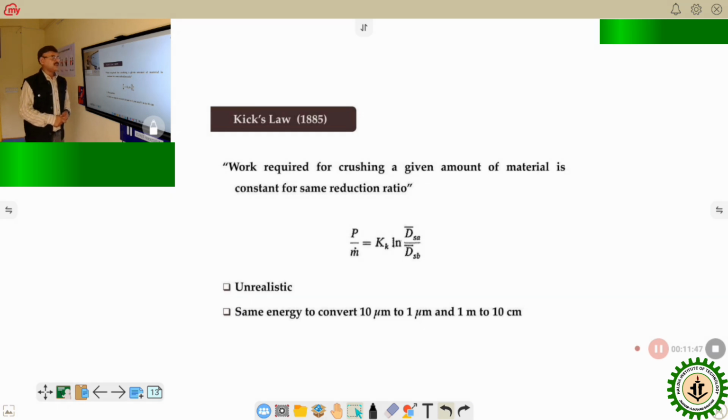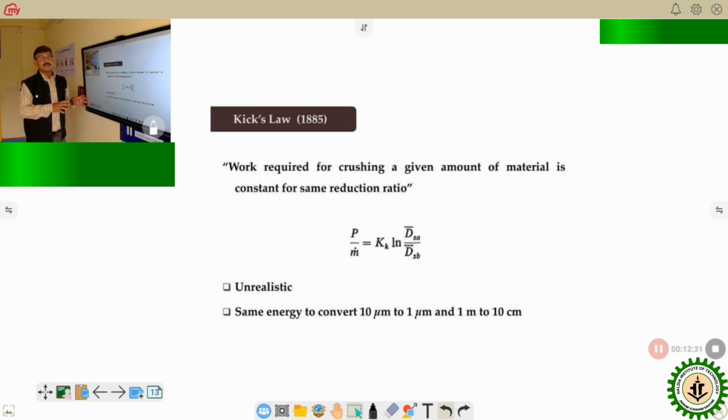Kick's law says the work required for crushing a given amount of material is constant for the same reduction ratio. Here the reduction ratio is considered. For any kind of solid material, if we keep the value of the reduction ratio fixed, then it can be correlated by Kick's law. So if the size reduction ratio is fixed, then the amount of energy required should be almost equal.